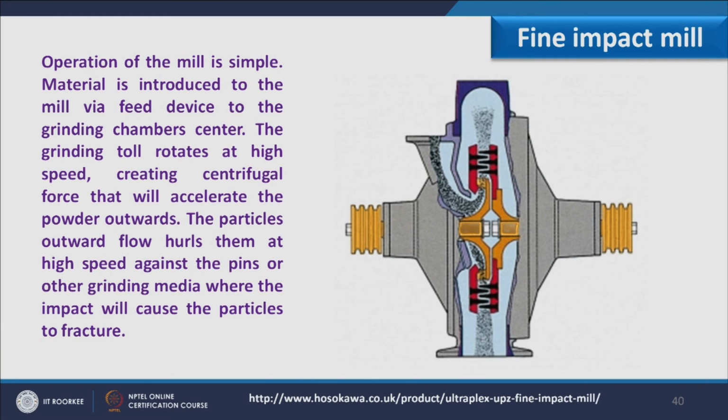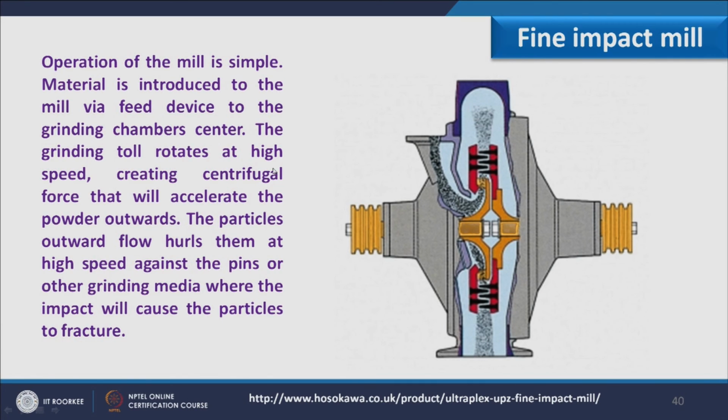Now, in this slide we will discuss the working of the mill. The operation of the mill is very simple. Material is introduced to the mill via a feed device to the grinding chamber's center. Now, here if you see this image, from this side the feed enters into this grinding chamber. Now, what happens?